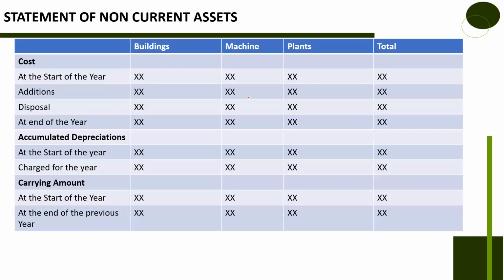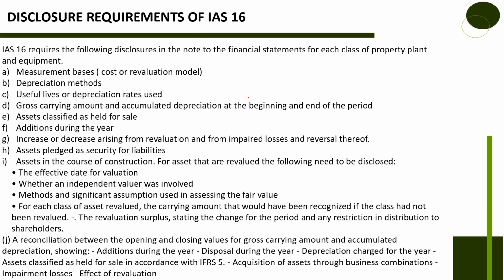Let's look at the disclosure requirements of IAS 16. IAS 16 requires the following disclosures in the notes to the financial statements for each class of property, plant, and equipment. One, the measurement basis. Are you using cost or are you using revaluation? So everything that we've been discussing since is required to be stated.